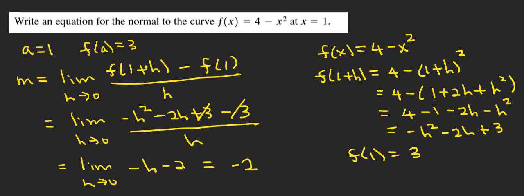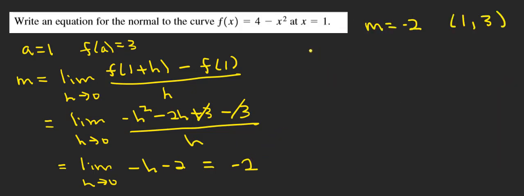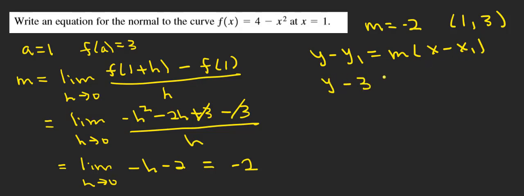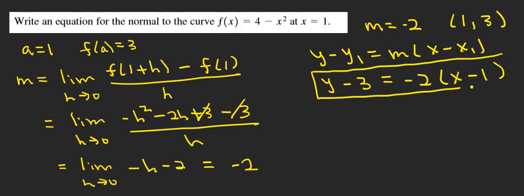However, we want the normal. You know what? Let's find the equation of the tangent line. You don't have to, but let's do it. So using the point slope form, y minus y1 equals m times x minus x1, you are going to get y minus 3 equals negative 2 times the quantity x minus 1. And this is good enough. That's the equation of the tangent line.